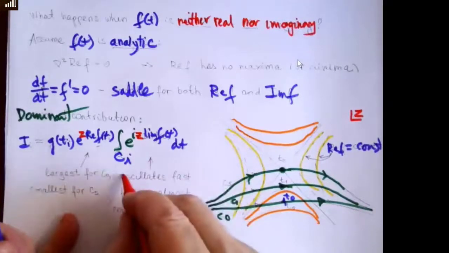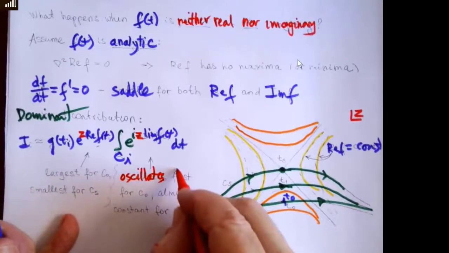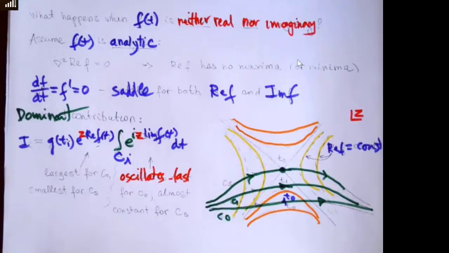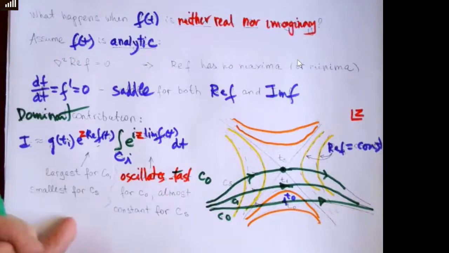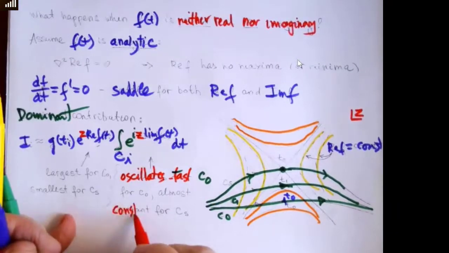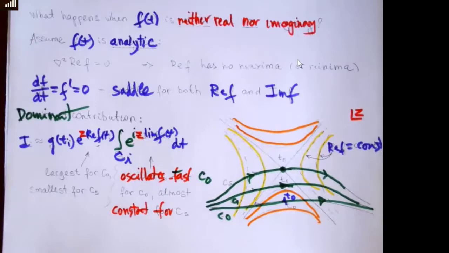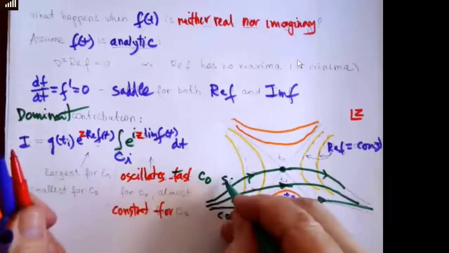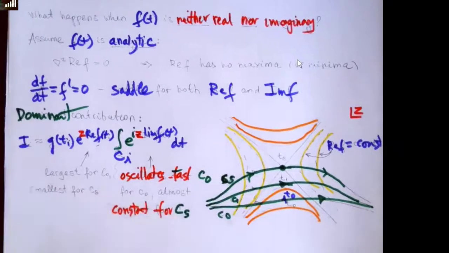So while this oscillates fast for contour C0, it's constant for contour CS, let's say, meaning S for going through the saddle. So that's the idea of the stationary phase approximation.